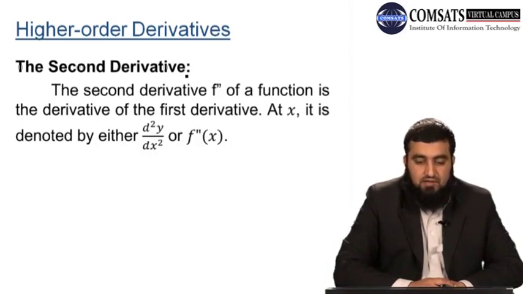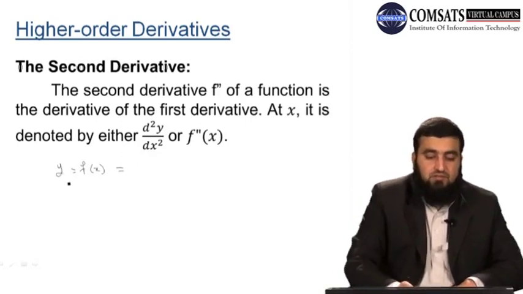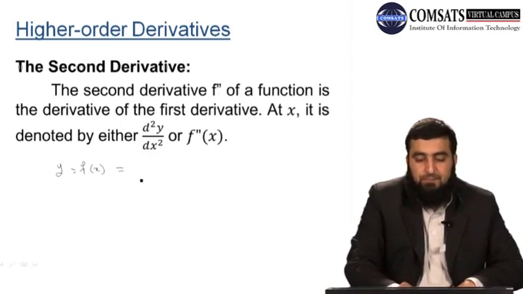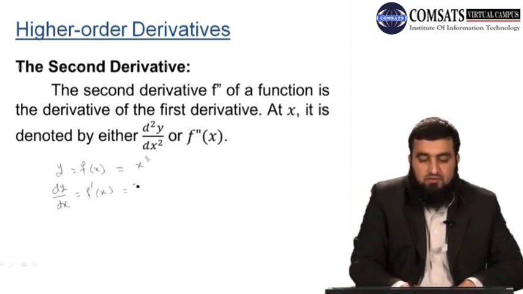At x it is denoted by either d square y by dx square or f double prime of x. So if we have f of x is equal to x cube, which is also represented as y is given by x cube, then dy by dx, which is equal to f prime of x, is equal to 3x to the power 3 minus 1, which is 3x square. This is by the power rule.